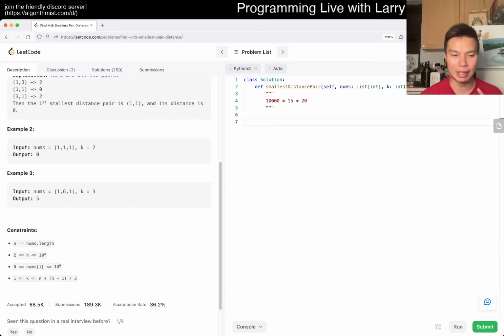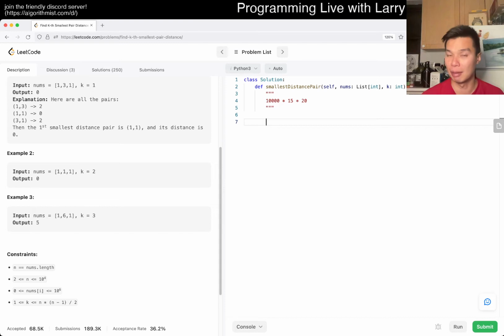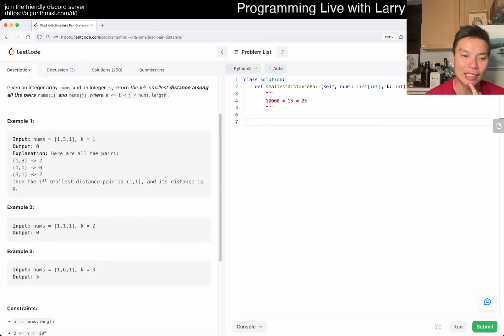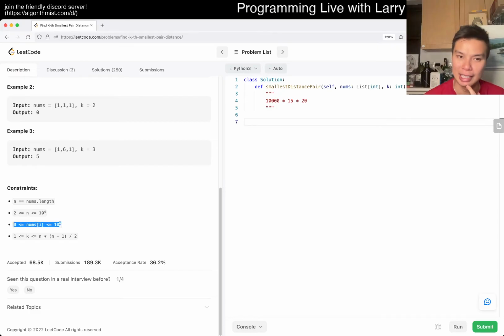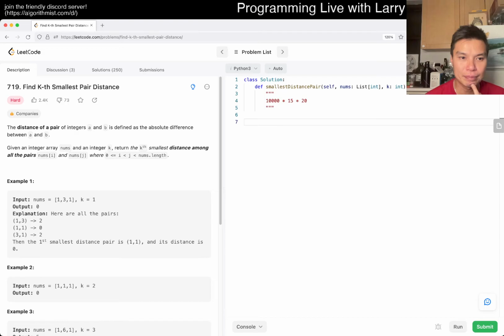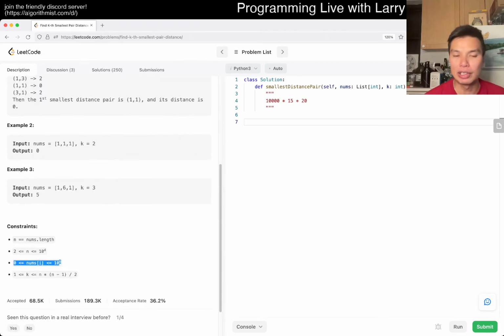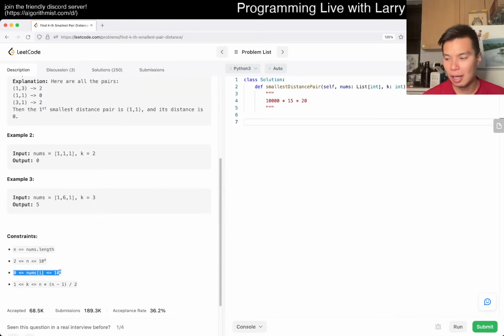I know that I skipped a little bit on the details, but the idea now is to binary search on the answer. And just to be clear, I didn't make this clear, so I'm saying it for the first time: the answer has to be between 0 and 10 to the 6, right? Because the biggest difference between two numbers is at most 10 to the 6.